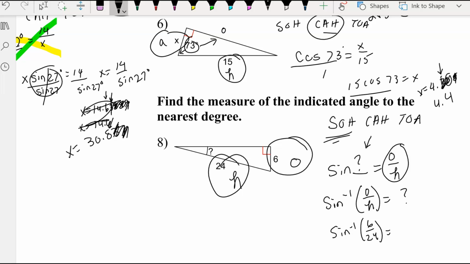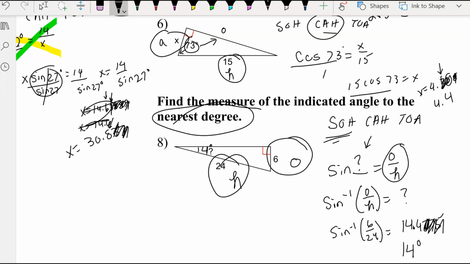Alright, the answer should be 14.4775 to the nearest degree. So that means I do not want any decimals. 14.4, so I'm going to look over here. 14.4 is closer to 14 than it is to 15. It is 14 degrees.